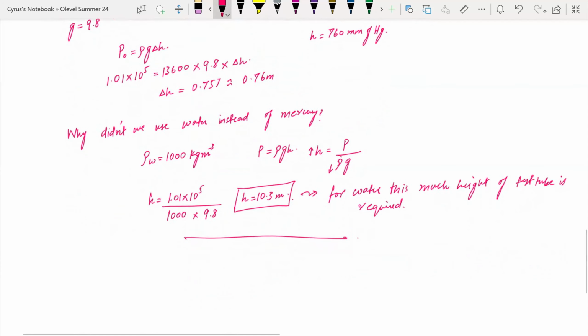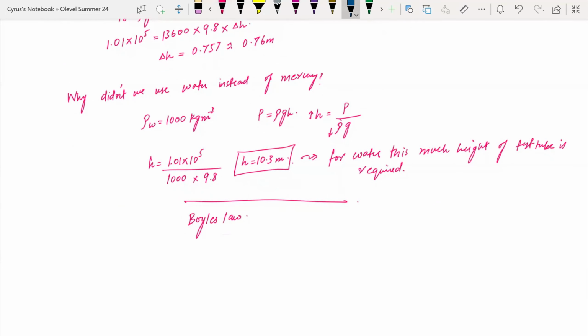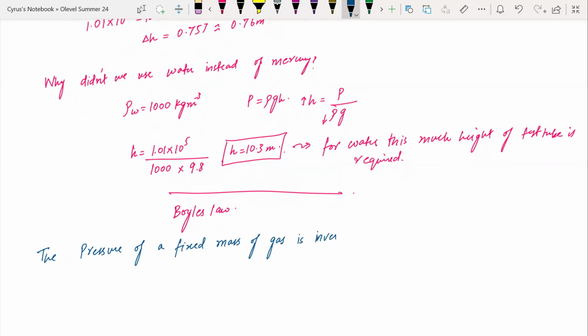अच्छा, एक फाइनल चीज जो इस चैप्टर में रह गई है, दैट इज वो आगे भी यूज होगी थर्मल फिजिक्स में, तो दैट इज बॉयल्स लॉ. बॉयल्स लॉ के बारे में जहां तक बात है, आपको पता होना चाहिए दैट द प्रेशर ऑफ a fixed mass of gas is inversely proportional to the volume, provided that temperature is kept constant.